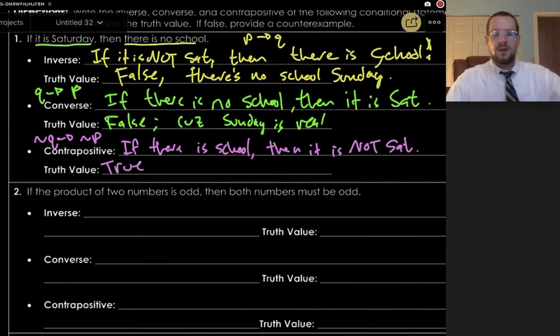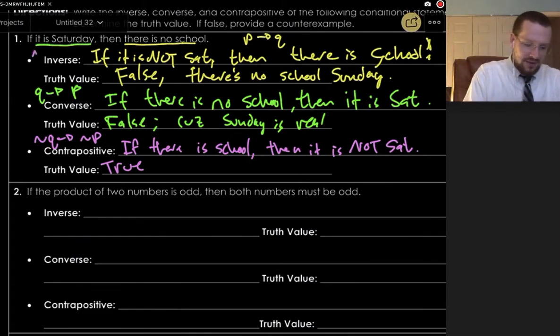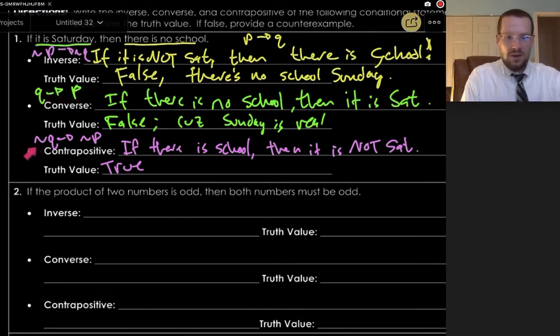So this is the idea here. We are taking our values, and for the inverse, we are negating them. This is not P implies not Q. And then for the converse, we are switching them. This is Q implies P. So just doing a switch there. And then finally, we are negating that switch. So this is what we are going to be doing today.